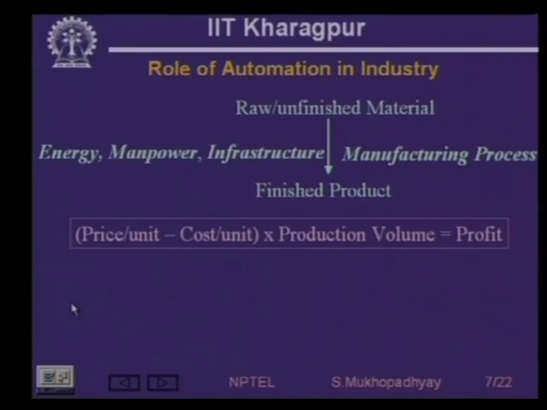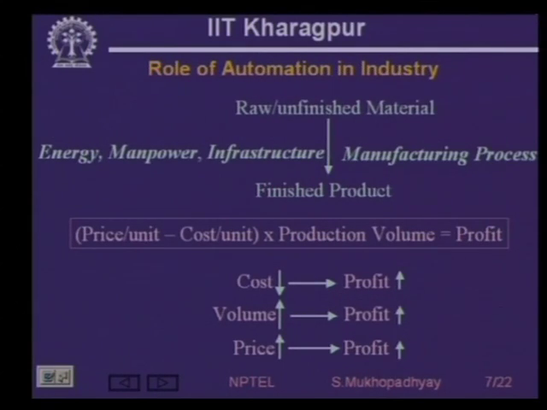For example, if you can bring down cost, your profit will increase. Similarly, if you can increase the production volume, assuming that the market is large enough so that you can sell them, then also your profit will increase. And at the same time, if you can sell a given product at a higher price, then also your profit will increase. So, now let us see how automation can bring down cost, can increase production volume, and sometimes can increase price.